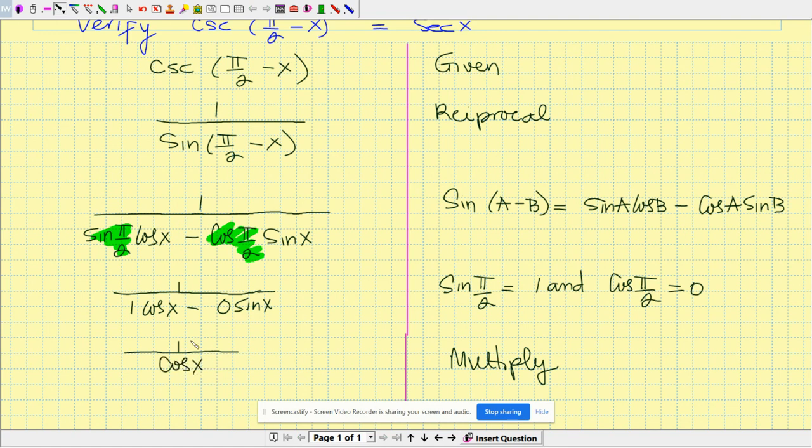Now we all know that by using the reciprocal, we will have 1 over cosine, that will be equal to secant x. And that's exactly what we have on our right-hand side.